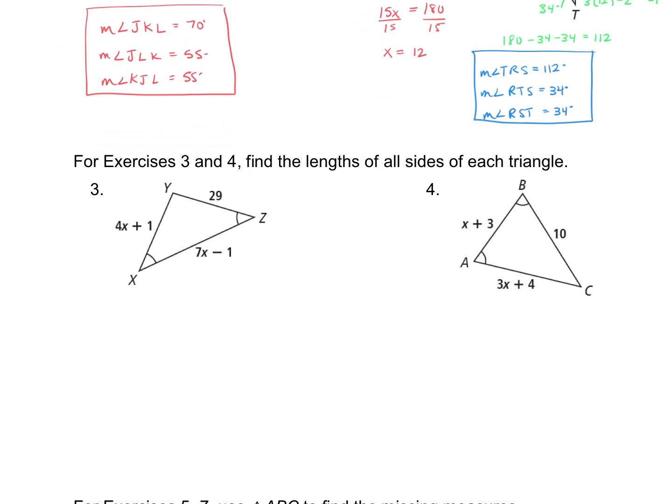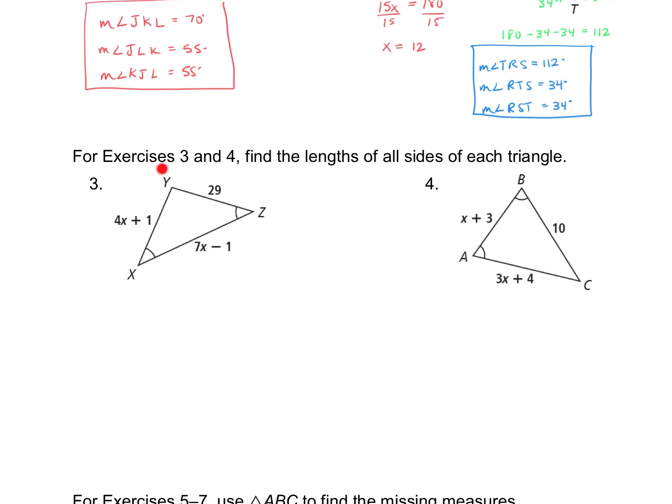Okay, so next section. For exercises 3 and 4, find the lengths of all sides of each triangle. All right, so if we look at the triangle in number 3, what we want to take note of is that we have this angle right here congruent to this angle. So triangles that have two congruent angles are isosceles, which means that they also have two congruent sides. So kind of like bonus, you might know the two sides are congruent, so bonus, you get two congruent angles. Or maybe you know two angles are congruent. Bonus, that means we have two congruent sides.